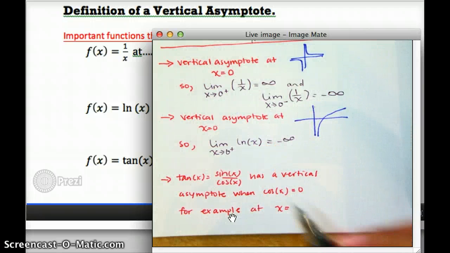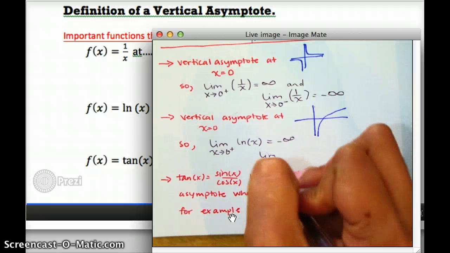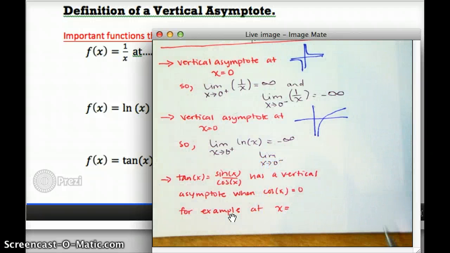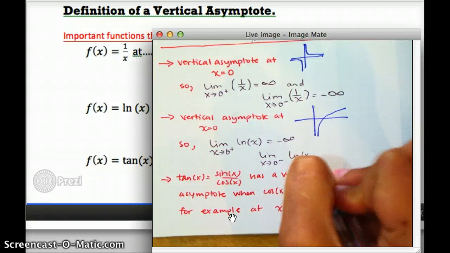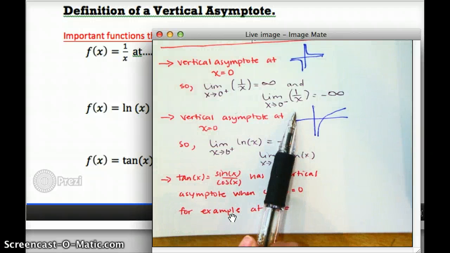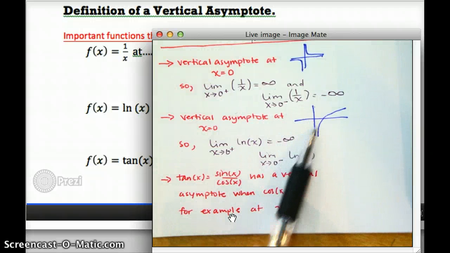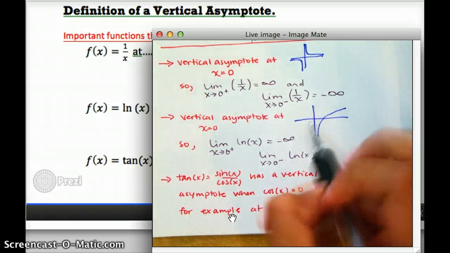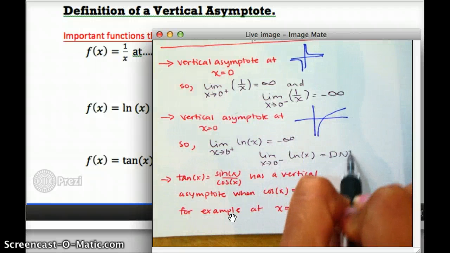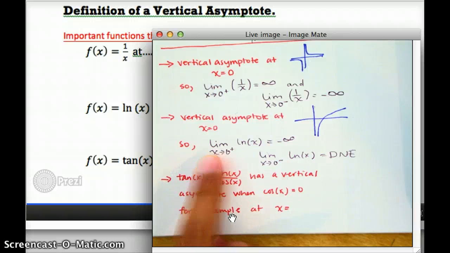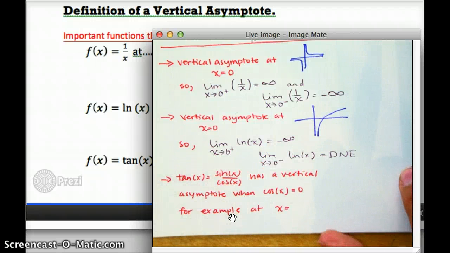If I wanted to try to evaluate the limit as x approaches 0 from the negative side, I would come to the other side of the graph, but what I realized pretty quickly is there's no function here. So this left-hand side limit does not exist. Only the right-hand side limit exists, and it does equal negative infinity. The last one that you should be familiar with is tangent.